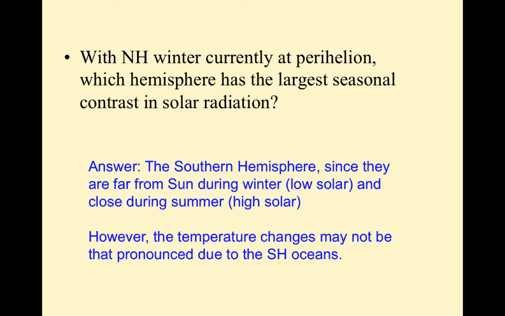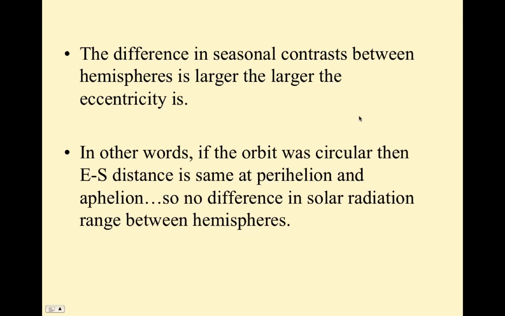However, the actual temperature difference between the hemispheres may not be that pronounced because the Southern Hemisphere has a much larger percentage of ocean, which moderates temperature. The difference in seasonal contrast between hemispheres is larger the larger the eccentricity is. In other words, if the orbit was perfectly circular, then the Earth-Sun distance is the same at perihelion and aphelion. So there would be no difference in the solar radiation range between the hemispheres in that case. However, you could suspect that the Southern Hemisphere with more oceans would have a more damped temperature change over the season than the Northern Hemisphere.